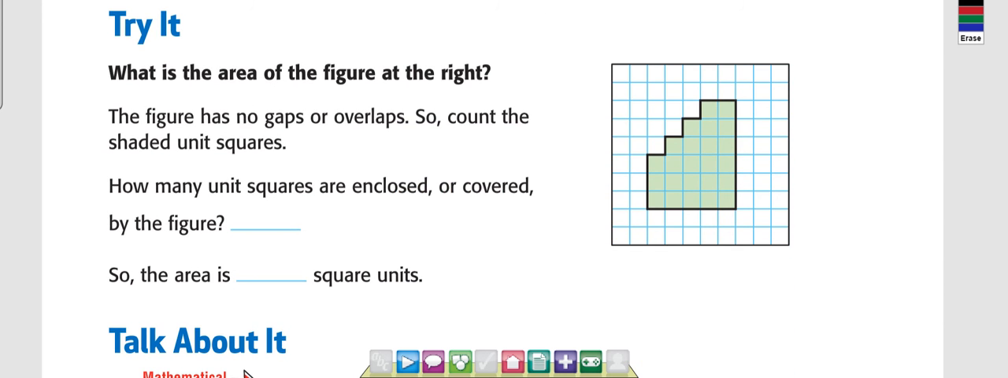Look at this one. It says, what is the area of the figure at the right? The figure has no gaps or overlaps. Okay, so count the shaded unit squares. So just count the squares. Go ahead and do that for me, please.